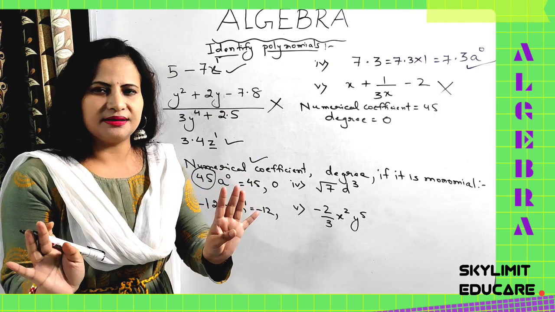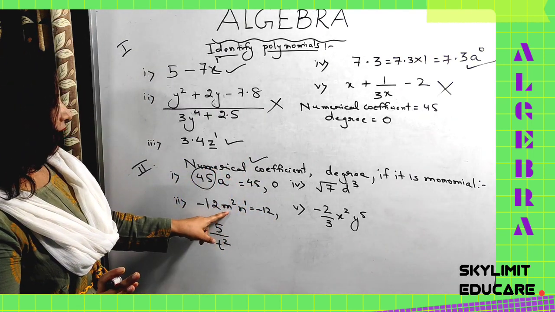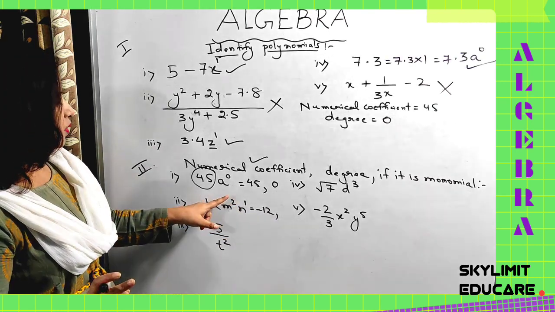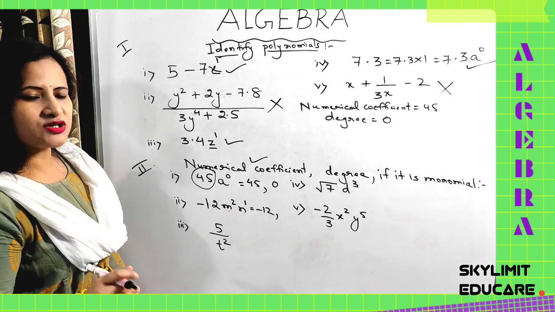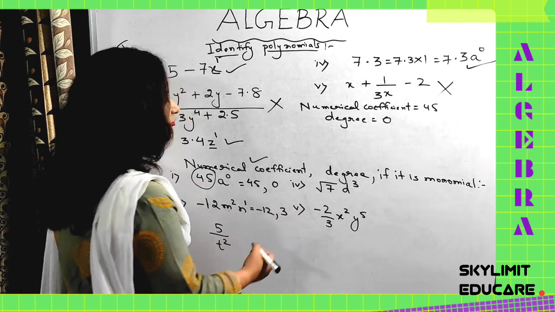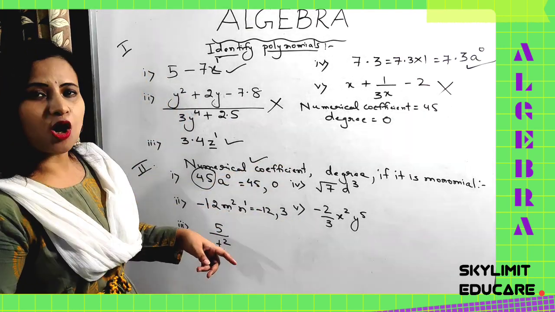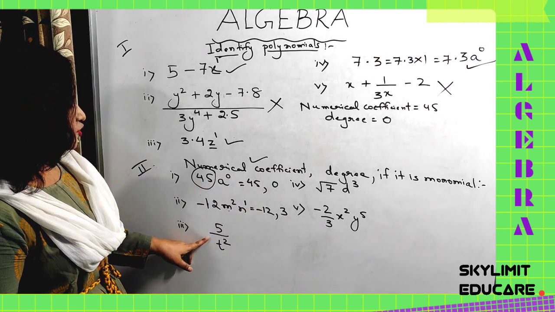Whatever variables are there, right? So what is the variable here? M. One more variable is n. What is the power of m? 2. What is the power of n? 1. So 2 plus 1 is 3. So the degree of the monomial is how much? 3. Next, let us come to this question.